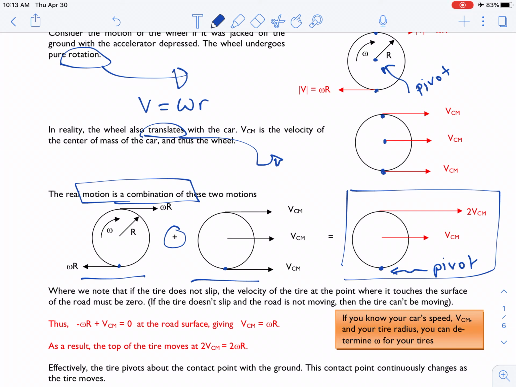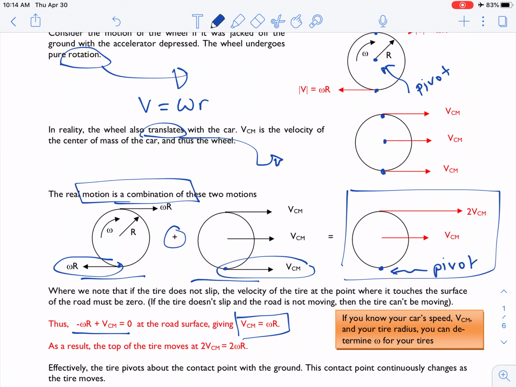So at that point, the pivot point is not moving, right? Because it's a pivot point, it's a fixed point. That means you have two velocity vectors, omega r and v center of mass. These two should be the same. So this is the explanation of that. We are saying that to the right is positive, so to the left is negative. So negative omega r plus v center of mass equals 0. It should be, right? And you get the center of mass velocity to be omega r.